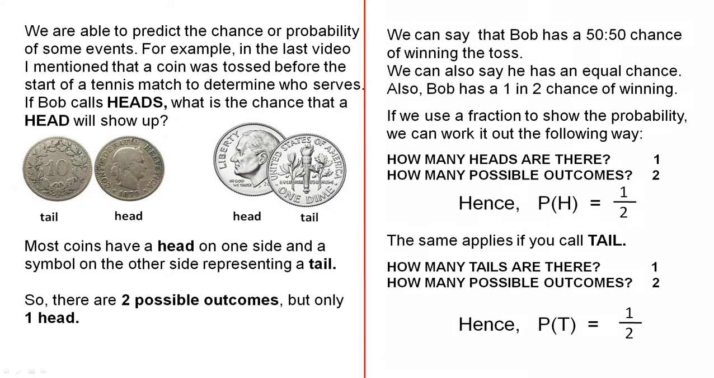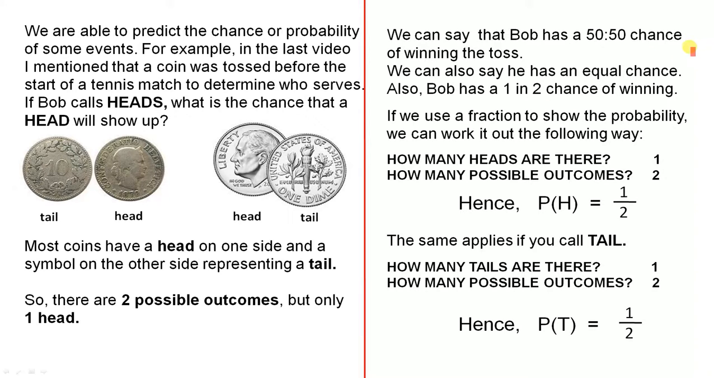We are able to predict the chance or probability of some events. For example, in the last video I mentioned that a coin was tossed before the start of a tennis match to determine who serves. If Bob calls heads, what is the chance that a head will show up? So on any coin you've got a tail and a head. Okay, that's what you've got, just two choices. Most coins have a head on one side and a symbol on the other side representing a tail.